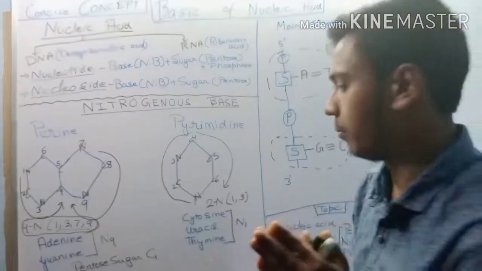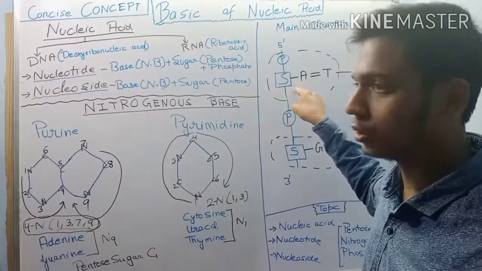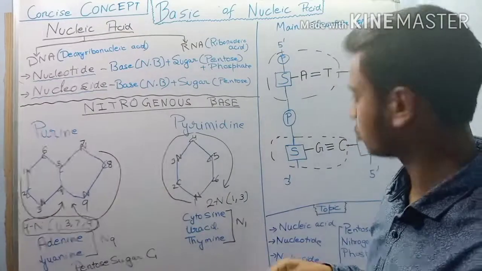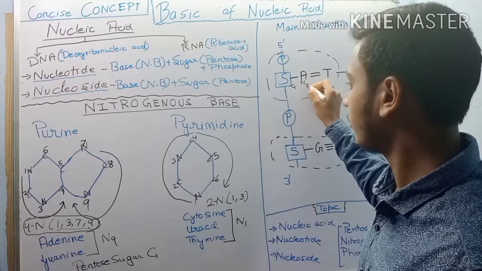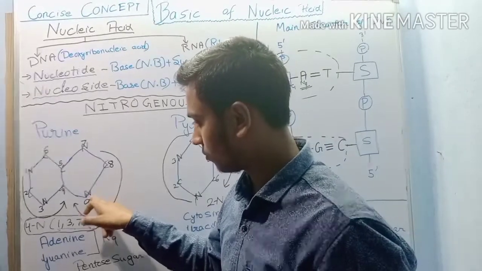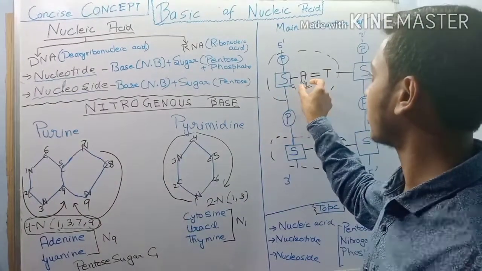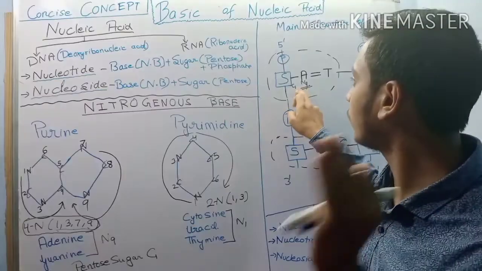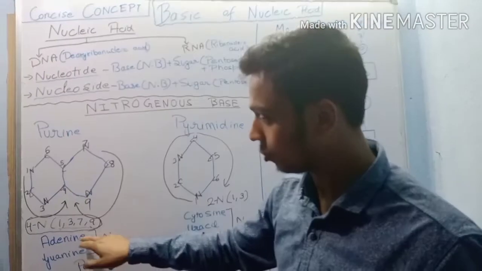So here what you have to remember is that pentose sugar carbon 1 is attached with purine nitrogen N9. So N9 means the 9th nitrogen. Here the 9th nitrogen is attached with carbon 1. So carbon 1 of the sugar molecule is attached with nitrogen 9, in both adenine and guanine.